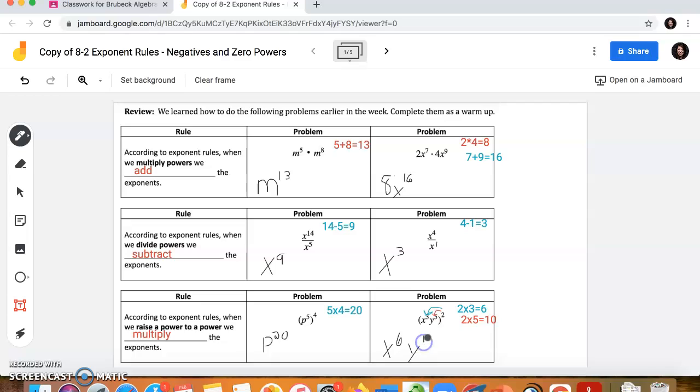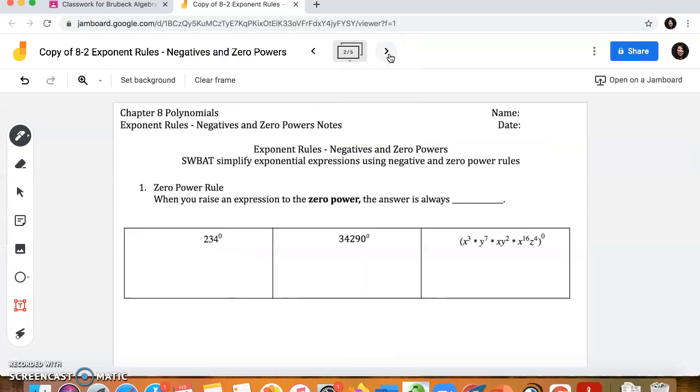And that's it for this page. If you need more time on this page, then please pause the video because I am moving on. For the next slide, we're going to be talking about the 0 power. Now this is easy, but a lot of students seem to forget this.